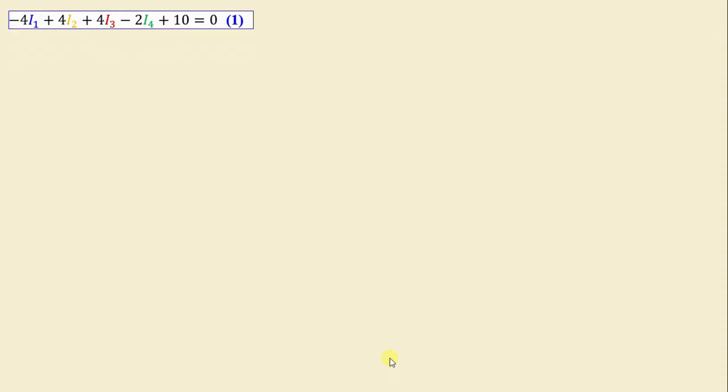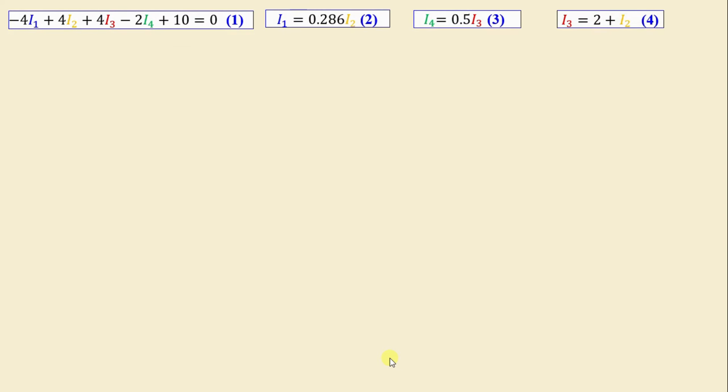After we finish applying the supermesh analysis, we obtain 4 equations with 4 unknowns. We still only need to solve those equations to obtain the mesh current I2. Let's start first by substituting equation 4 in equation 3. We obtain I4 is equal to 0.5 multiplied by (2 + I2), that means I4 is equal to 1 + 0.5 I2, and I will call this equation A.